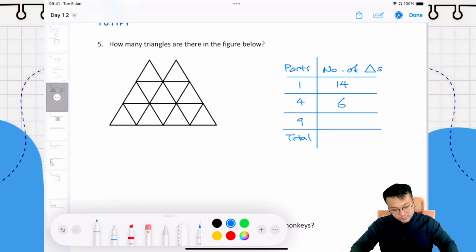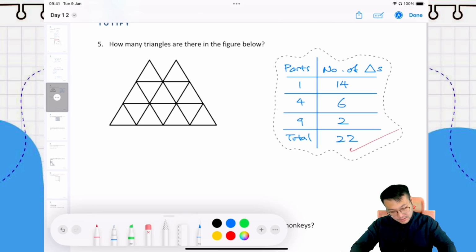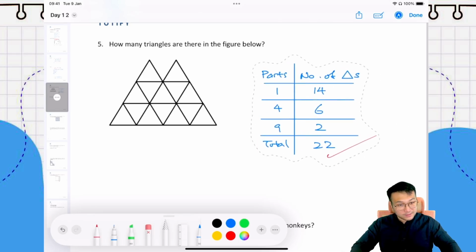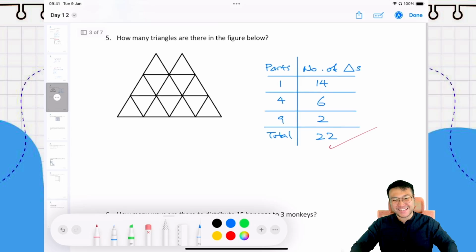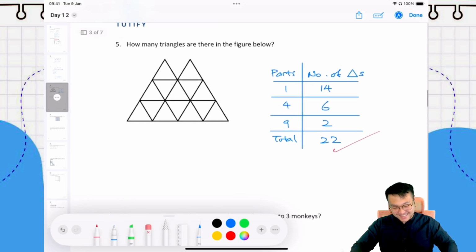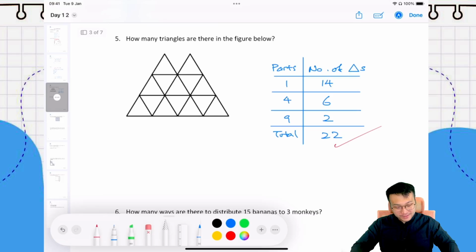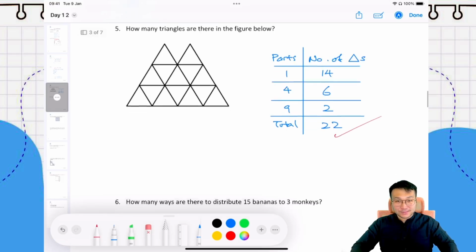Now what about those with 9? Those with 9 is over here. 1, 2. So now you add everything together, you get 22 triangles all together. Well done. I think Jun Chen forgot to count the upside down one, right, Jun Chen? Okay, very good. The rest of you got it correct. Well done.